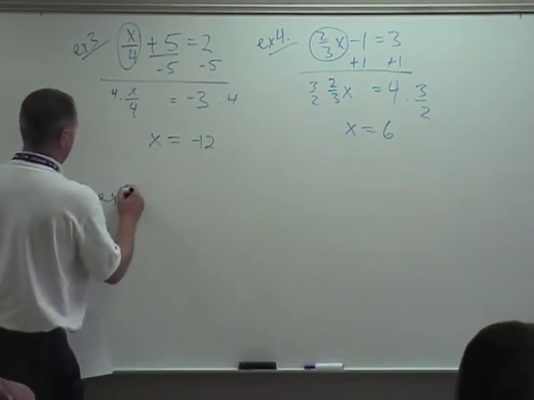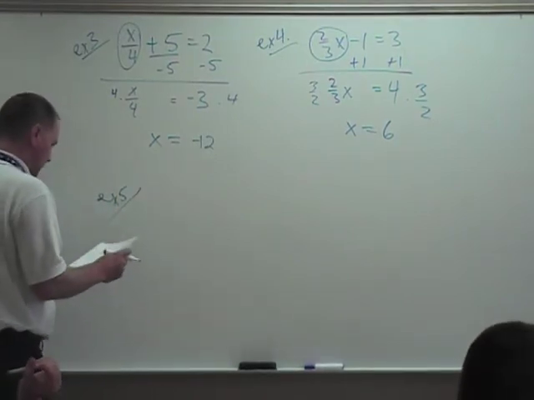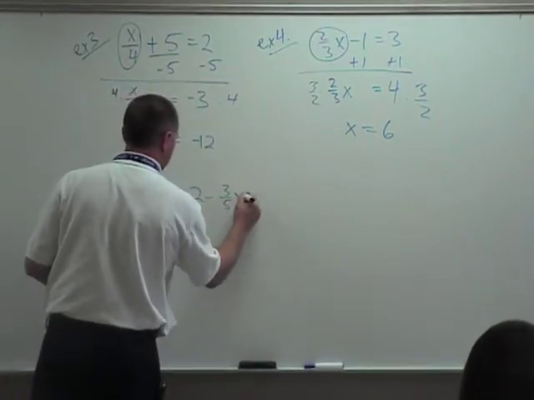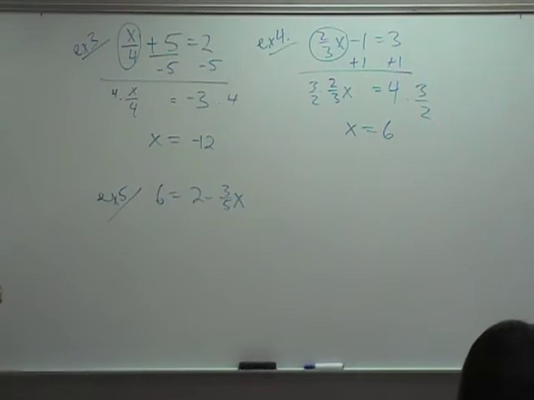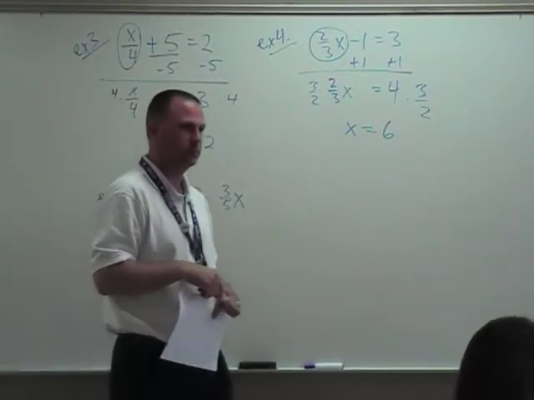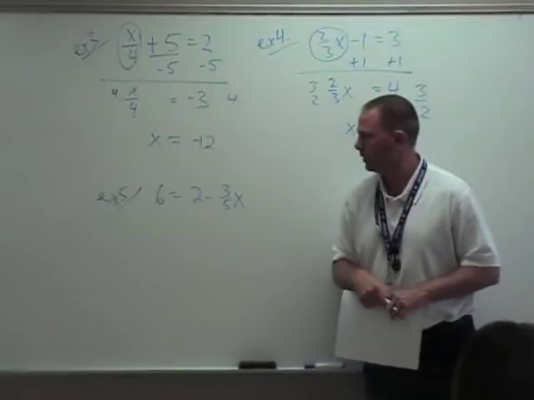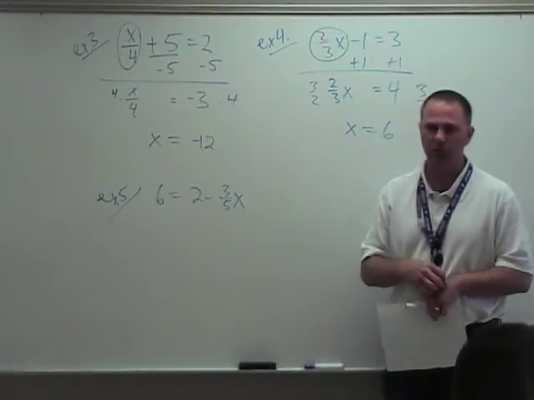Example 5. 6 equals 2 minus 3/5 x. I'll give you guys a second to do this one. 20 seconds. 6 equals 2 minus 3/5 x.